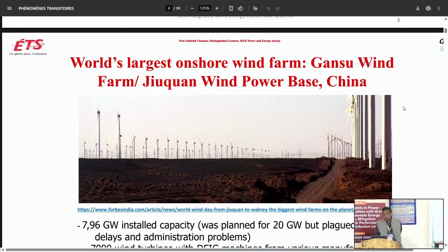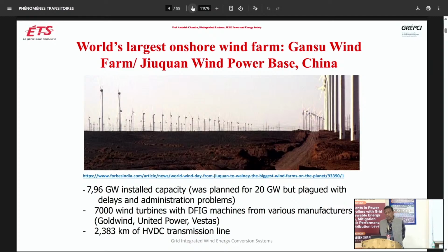So in this Gansu wind farm, 7,000 wind turbines with DFIG machines, doubly fed induction generator, from various manufacturers: Goldwind, United Power, Vestas, and 2,383 kilometers of HVDC transmission line. And there they have the mismanagement and those things. So this is what I came to know. But still it is the largest wind farm.